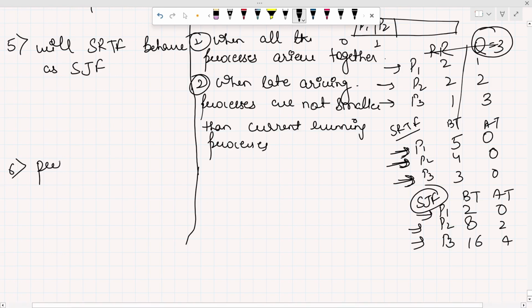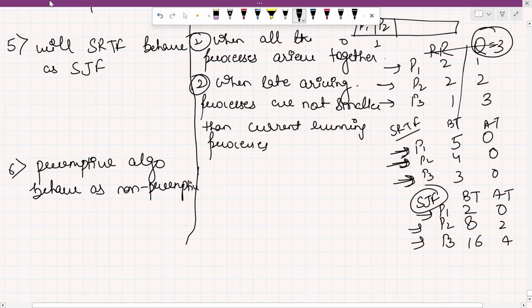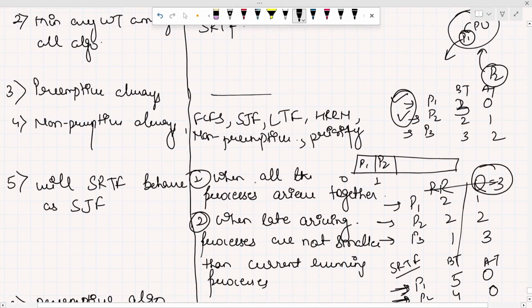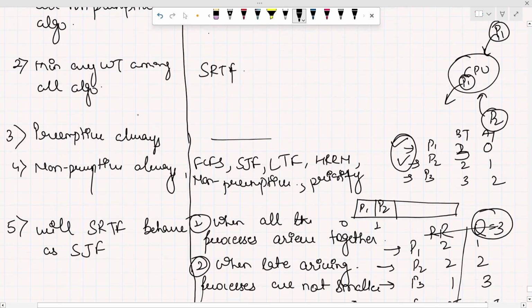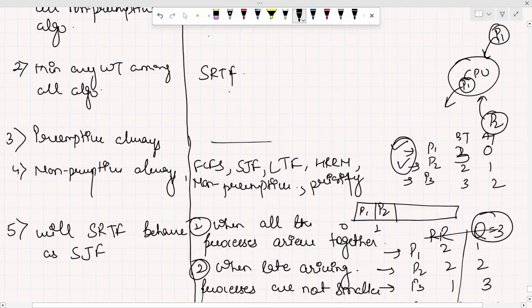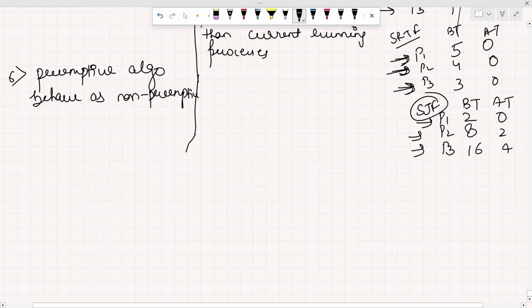Can a preemptive algorithm behave as non-preemptive? Now think about it. Pause the video, think about that, and comment down your answer. If your answer is yes, then it's true. Why do I say this? Here is the example as well of when it behaves as non-preemptive. We discussed it a few minutes before.